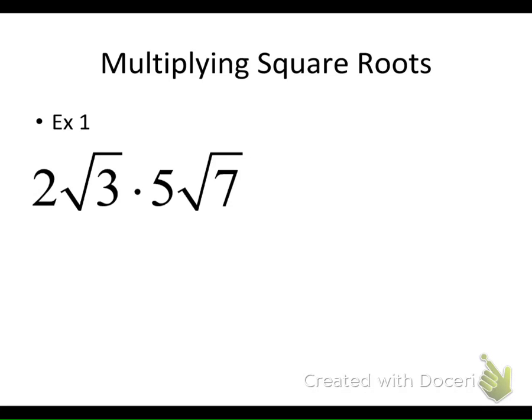So when you multiply square roots, the first step you're going to do is multiply your coefficients. So if I'm going to multiply together my coefficients, what 2 numbers am I multiplying? What are my coefficients? 2 and 5. So I'm going to take 2 times 5 and get, what's 2 times 5?